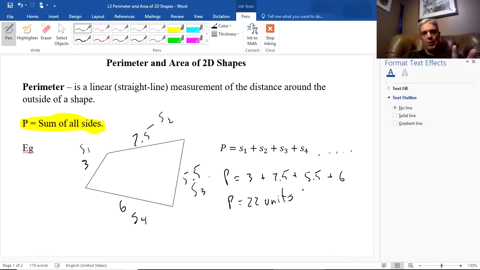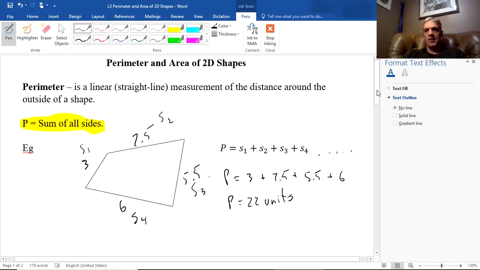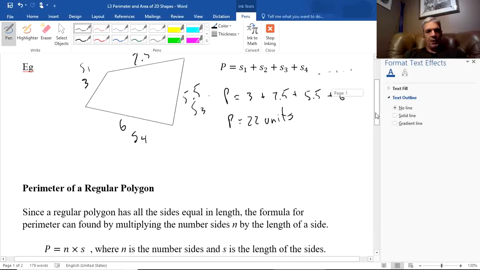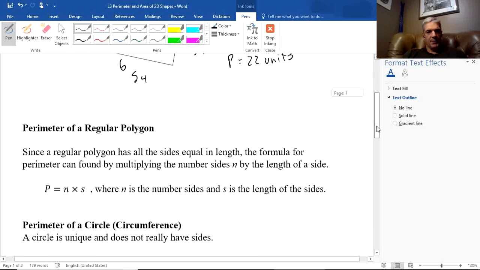And most perimeter questions are pretty basic in that sense that we give you the lengths of the sides. Sometimes we throw in some tricky things where you have to calculate some of the sides, like using Pythagoras' theorem or some of those other things, right? Which are skills that you have learned in the past, okay?